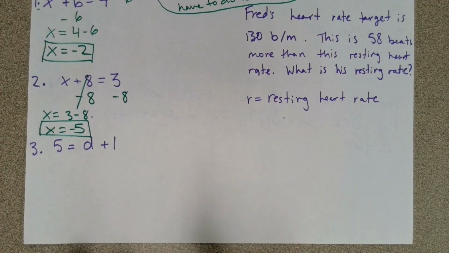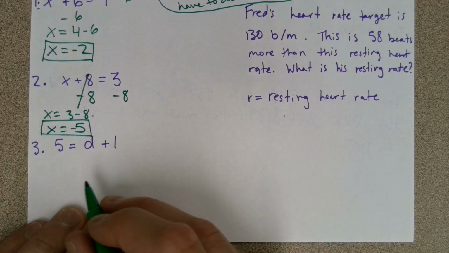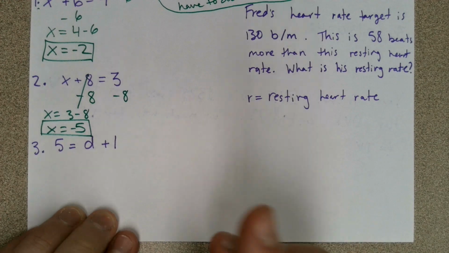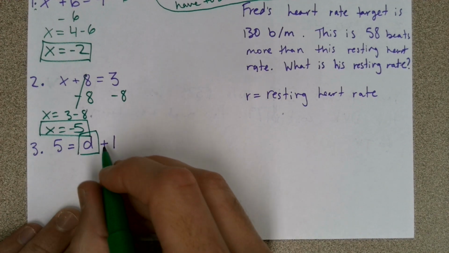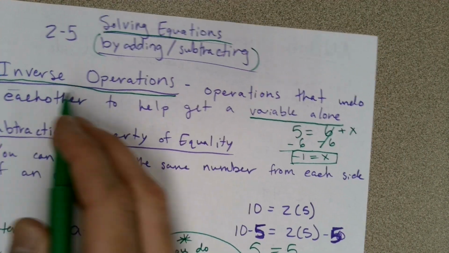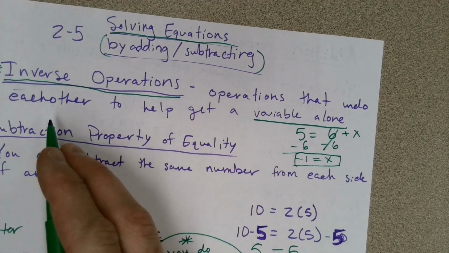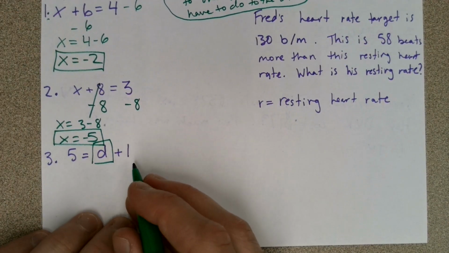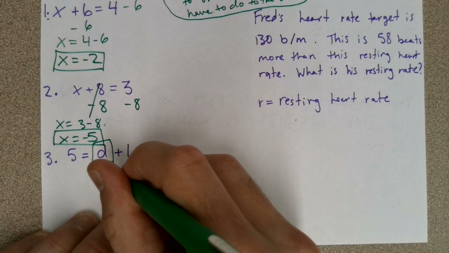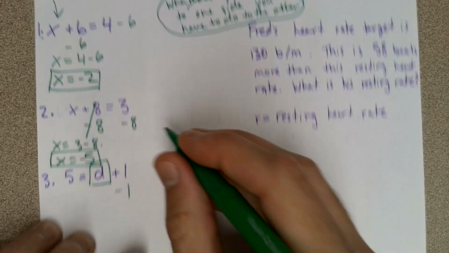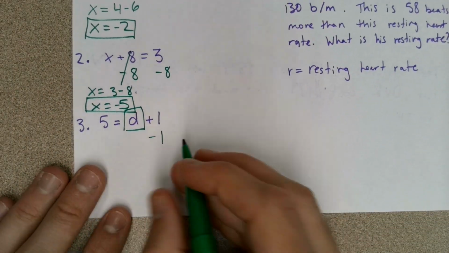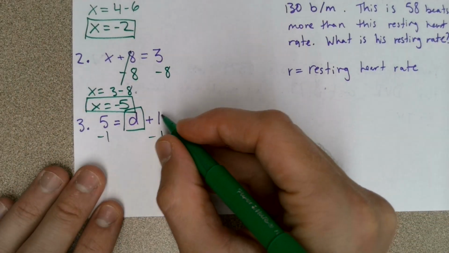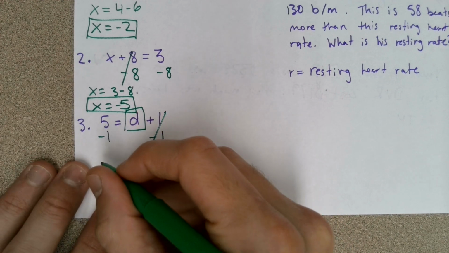All right, last one. They changed up the format a little bit here for us. We got 5 equals d plus 1. We do this the same way. We're trying to get this variable by itself, trying to get d by itself. In order to do that, we're going to do the inverse operation, the operation that undoes each other. So how can we undo plus 1? Well, of course, the opposite of that would be to do minus 1. Whatever we do to one side, you have to do to the other. So we did minus 1 on this side. We got to do minus 1 over here too. Those two cancel out. 5 minus 1 equals 4.